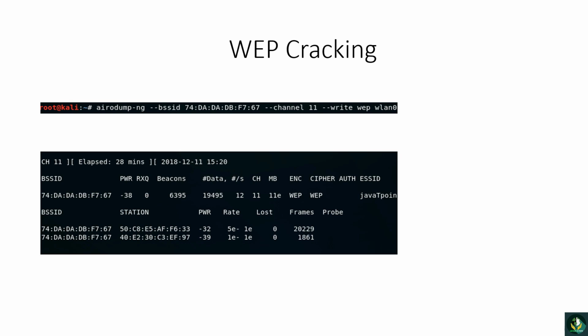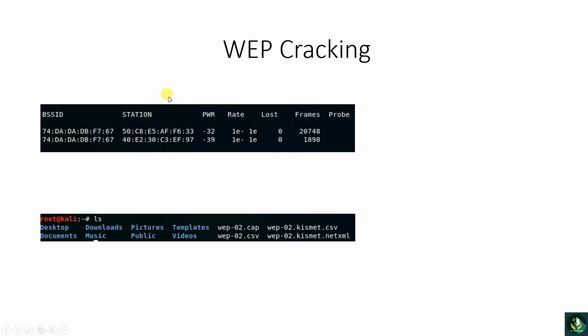In this scenario, we can see the client here. Now we'll list the files, as we all know, by typing ls. We can see that we have a capture file and a CSV file, named after the write argument.